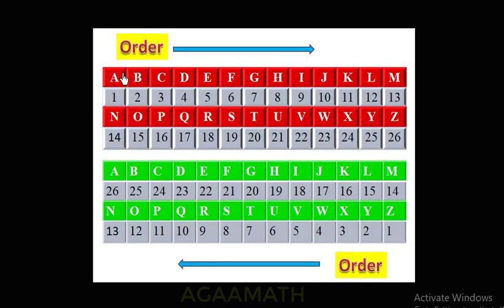One of them is the alphabets we know, that is A to Z. This is the order to be remembered: A1, B2, C3, D4. Sometimes we cannot remember the numbers of the respective alphabets as given here, so I will give you some clues.